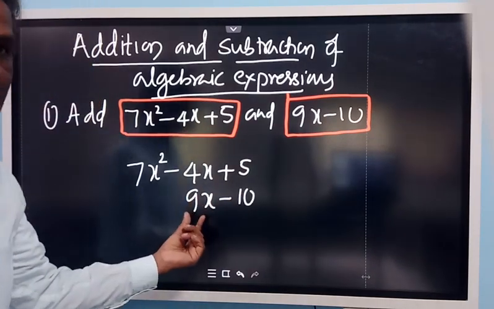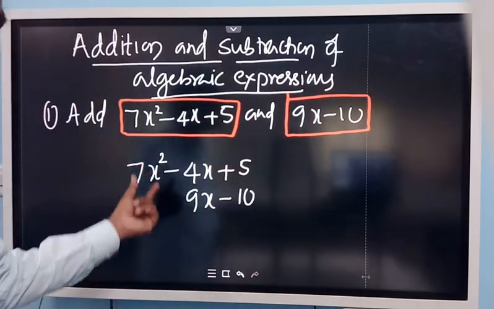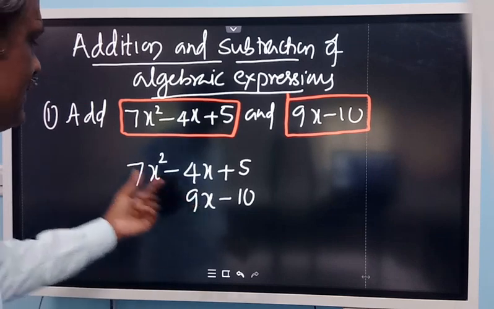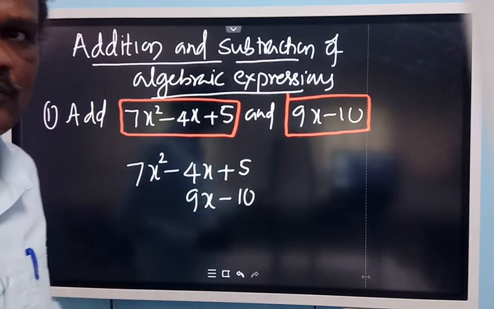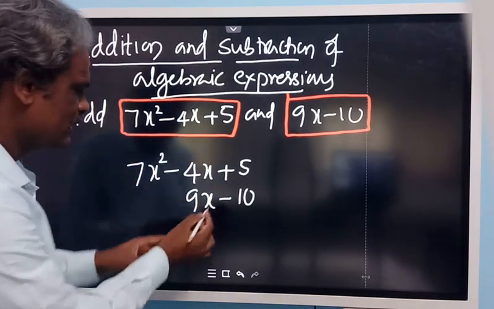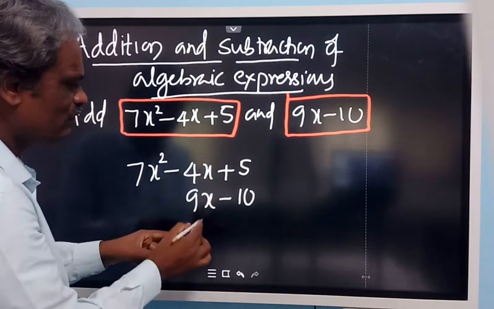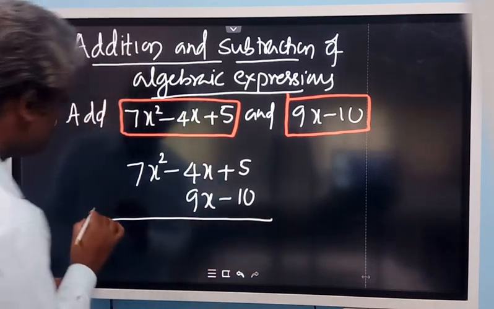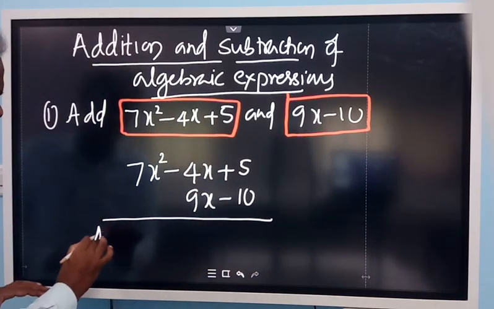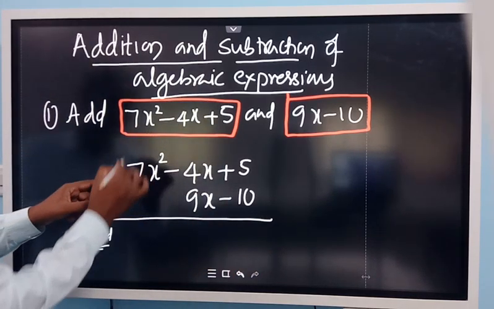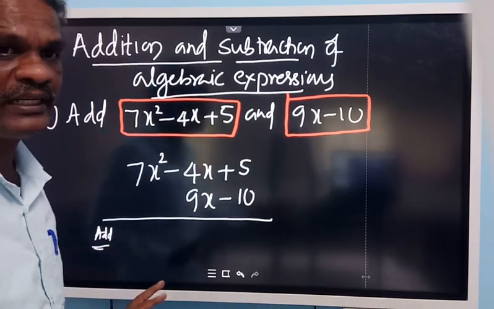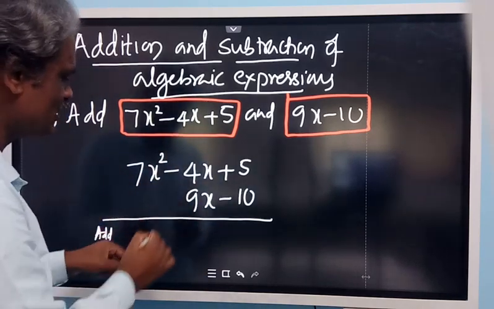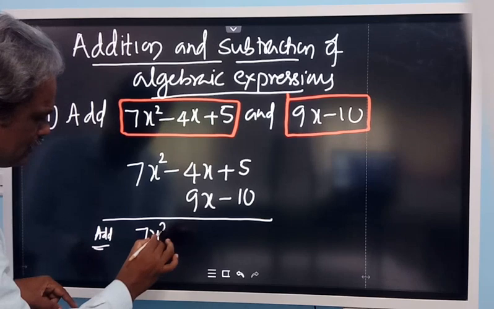So you cannot write 9x with the 7x square because they are not like terms. x and x square are not like terms. Therefore, you cannot write these two together. You can write only 9x and 4x together. So for addition, you just add. 7x square is the only term. There is no other term to add in the second expression. Write 7x square as it is.